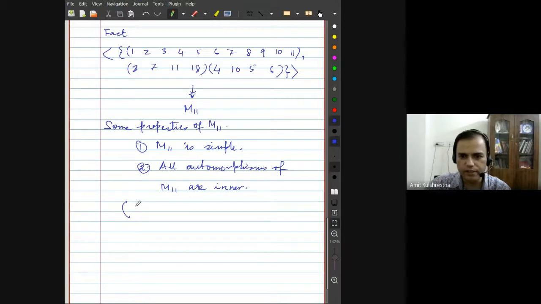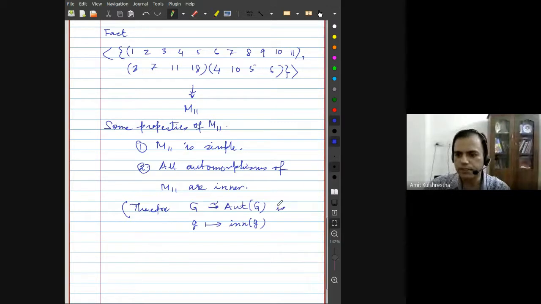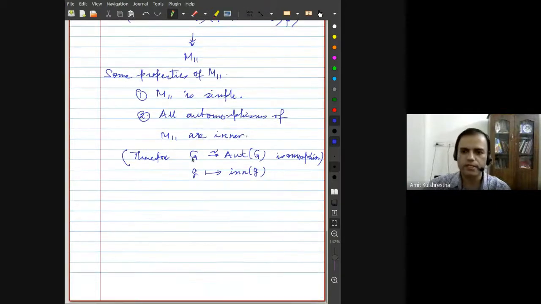And therefore, in fact, because of these two reasons, if you consider the conjugation map, g goes to the inner automorphism given by conjugation by g, and then this is an isomorphism. So it's easy to see that the Mathieu group is isomorphic to its group of automorphisms. And third thing, and maybe this property you might have already seen in some context of some other groups, what is called a real group. So M11 is not a real group.